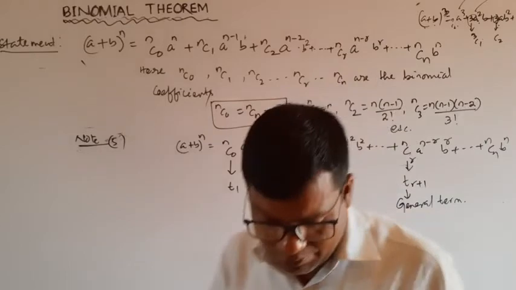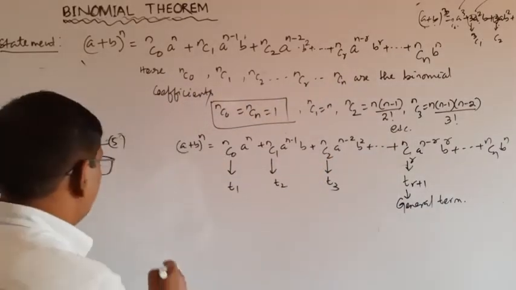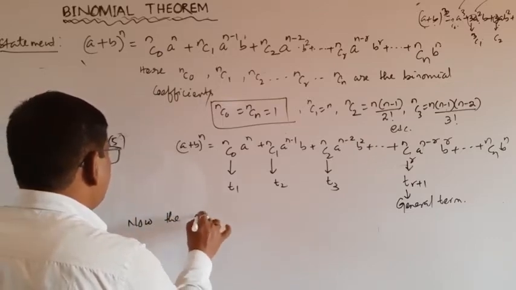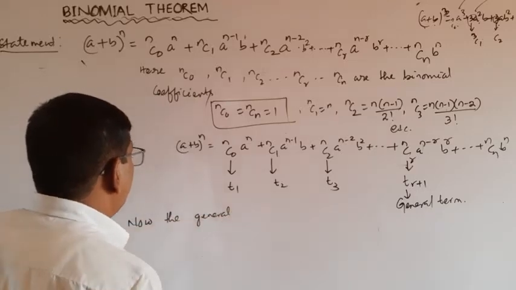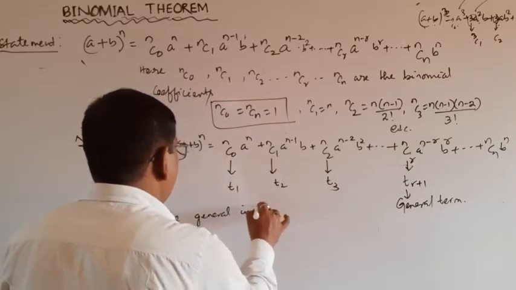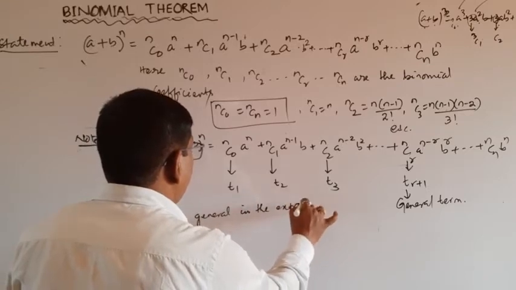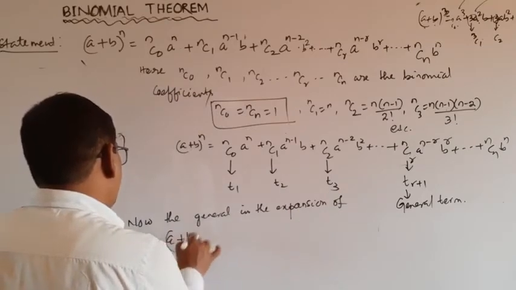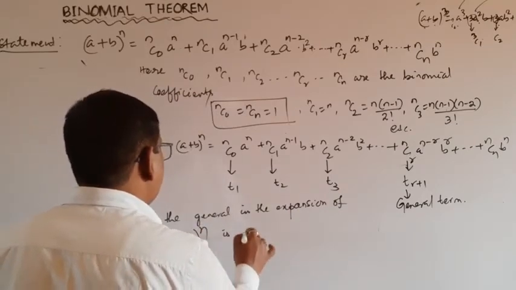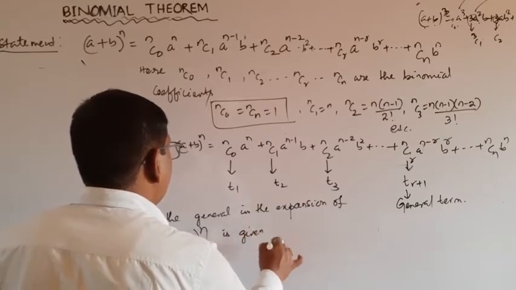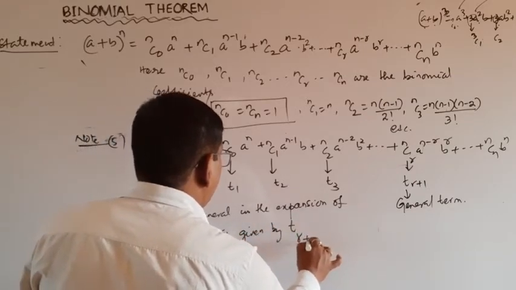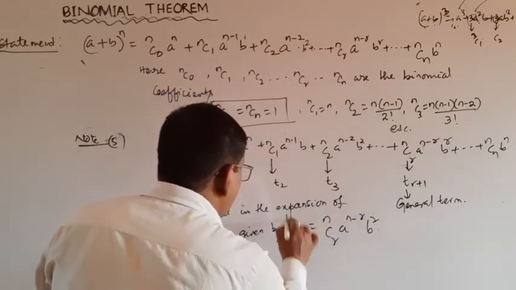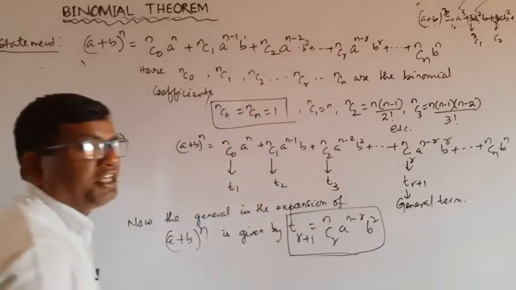Now the general term in the expansion of (a plus b) whole to the n is given by T r plus 1 is equal to nCr a to the n minus r b to the power r. This formula is used to find the particular term.